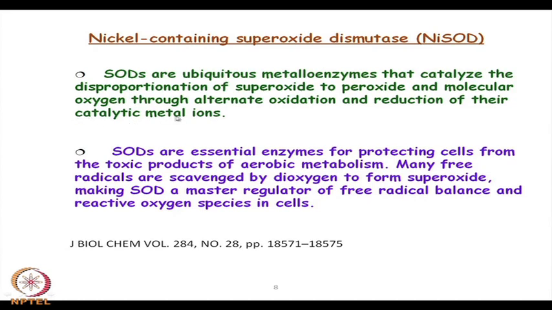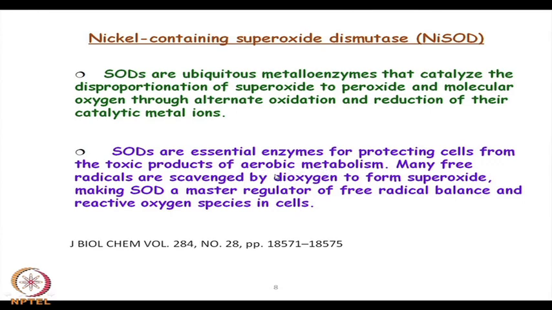So, this catalytic metal site is very important, otherwise you cannot get the corresponding reaction based on this simple superoxide dismutase reaction. That means if you have a catalytic metal ion, the metal can be stabilized in two oxidation states with the corresponding coordination geometry, because it should support the coordination geometry for the metal ion in the low oxidation state as well as the high oxidation state. So, we know these are very useful enzymes for protecting cells from toxic products of aerobic metabolism.